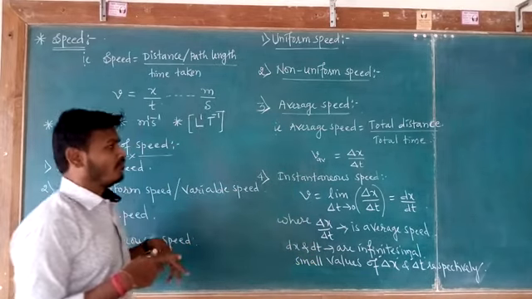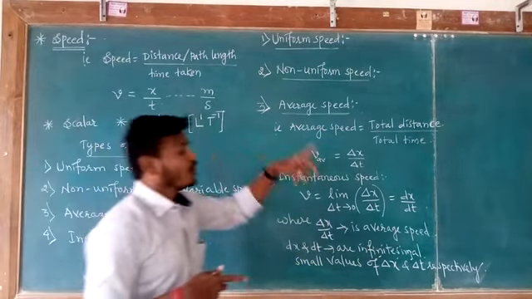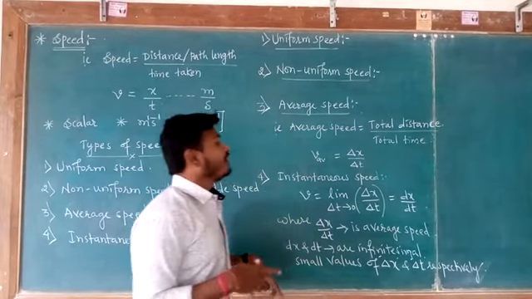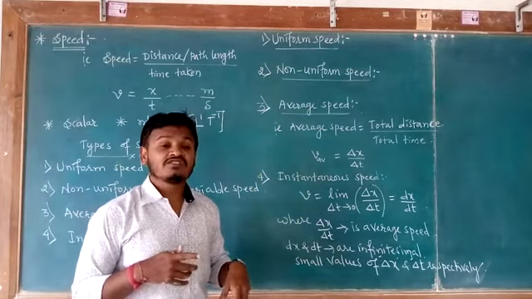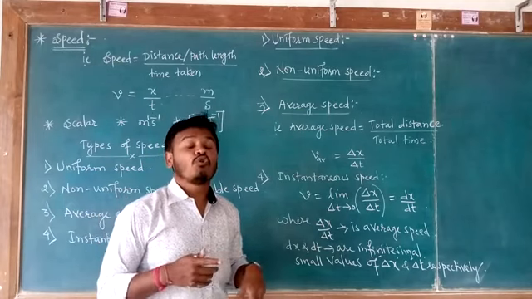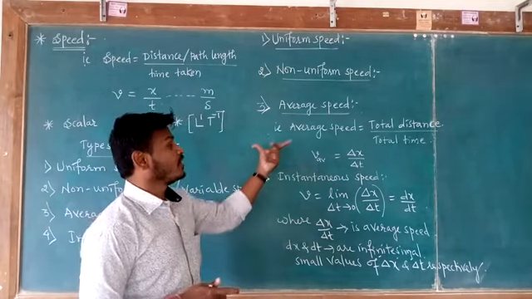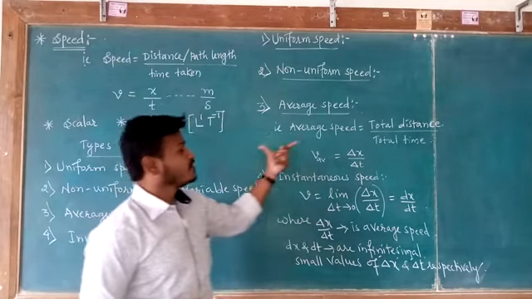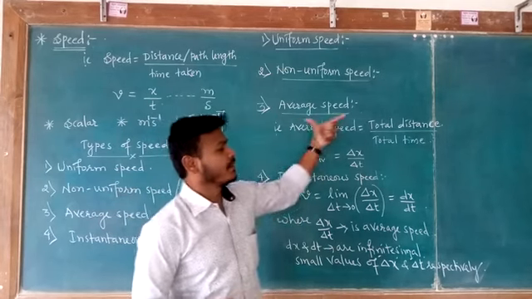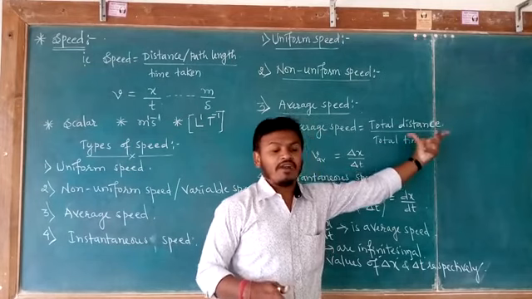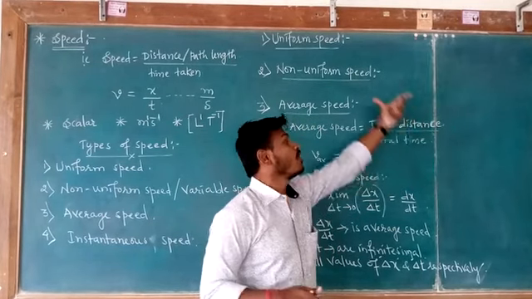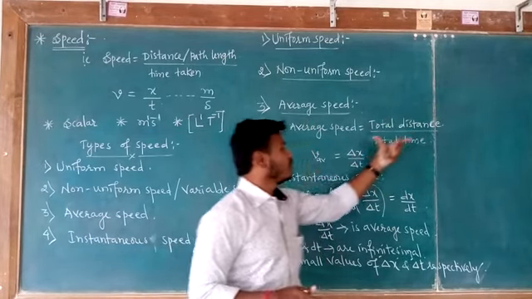The same way, one more type of speed we have is average speed. Average speed means the ratio of the total distance traveled by a body to the total time taken. That ratio is known as average speed. Mathematically, we can write average speed is equal to total path length, the total distance covered by a body, divided by the total time taken to cover that distance.